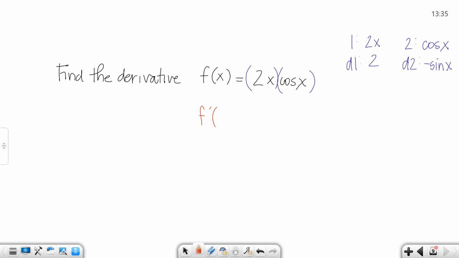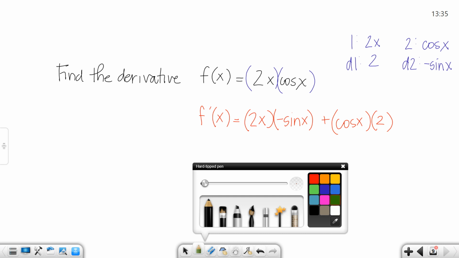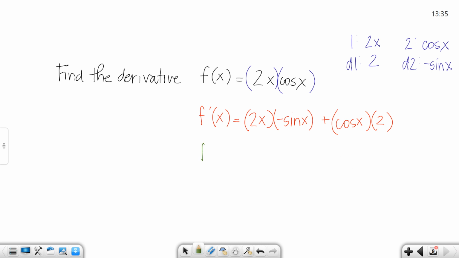If I plug that in, I get function 1 times the derivative of the second plus function 2 times the derivative of the first. Now let's clean this one up. I'm going to bring my negative out in front, so this would be negative 2x sine x. I'll bring my 2 out in front, that would just be 2 cosine x.